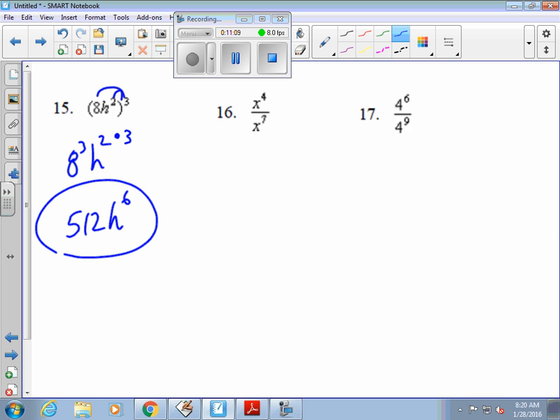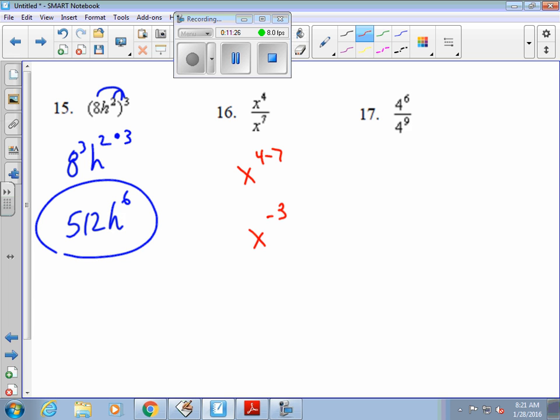When you multiply the same bases, you add the exponents. In this case, for number 16, we're dividing the same bases, x and x. So you subtract the exponents. x to the 4 divided by x to the 7th is x to the 4 minus 7. That gives us x to the negative third.